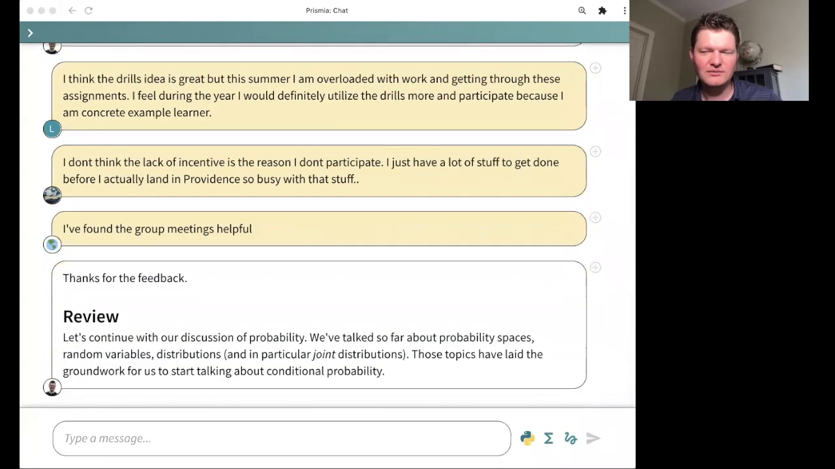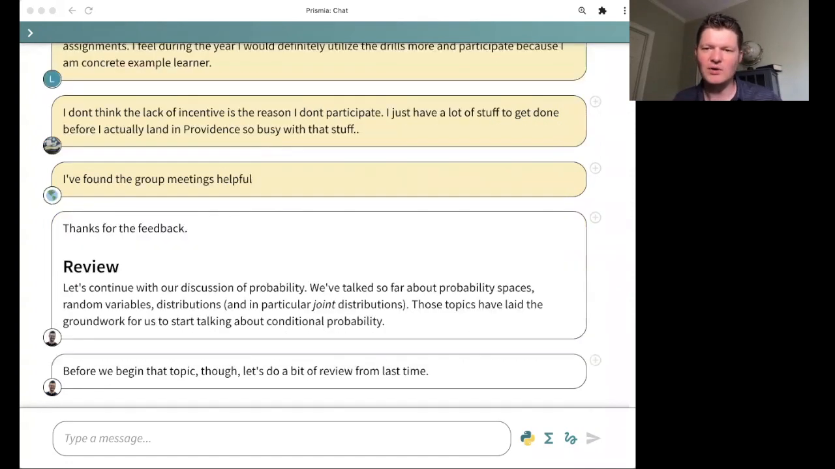Let's continue talking about probability now. So far we've developed ideas about probability spaces, random variables, distributions of those random variables, joint distributions when we have multiple random variables. And these topics are kind of what we needed to put in place to start talking about conditional probability. They're useful in their own right, but they're also prerequisites for the next idea that I want to get into.